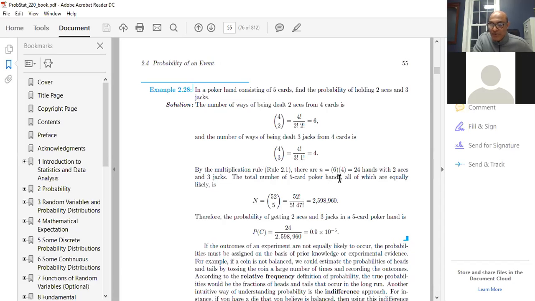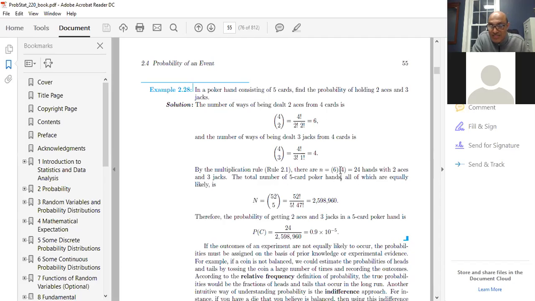The total number of 5-card poker hands, all of which are equally likely, is my N. Please be careful, guys: this is just my n1 and n2. So n1 times n2 gives the number of ways of holding 2 aces and 3 jacks. But out of how much? You are going to pick just 5 cards from a deck of 52 cards. So the total number of sample points is 52 factorial divided by (52 minus 5) which is 47 factorial, times 5 factorial, because this is my n, this is my r. So nCr is n factorial over (n minus r) factorial times r factorial. This is the answer, right?